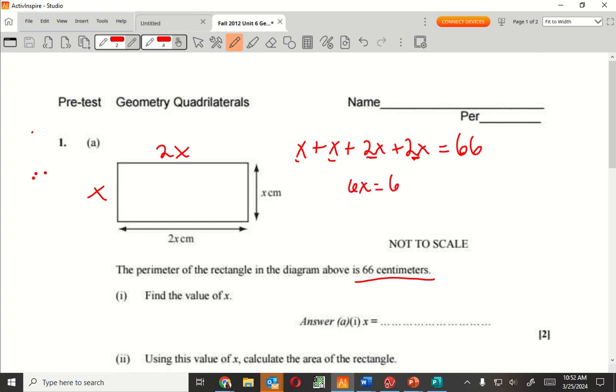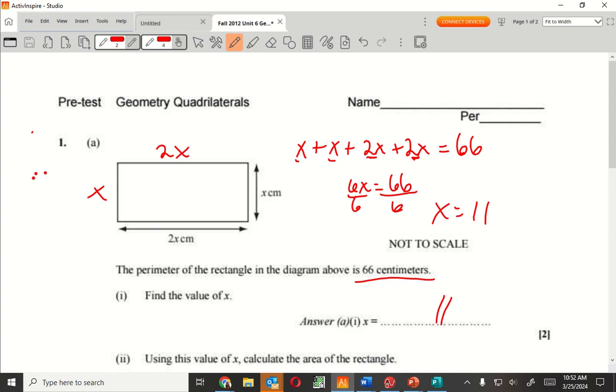6x equals 66. And now from here, to get x by itself, I need to do what to both sides? Divide by 6. X is 11. I got it right. There we go. You put it down there, right? Yeah, down here. Okay. So x is 11.